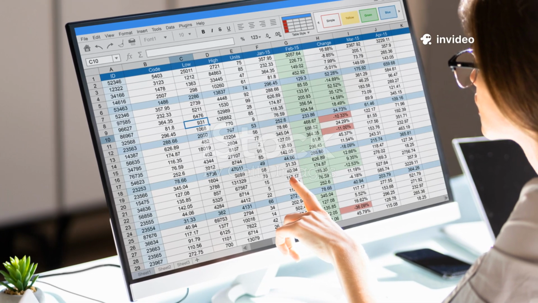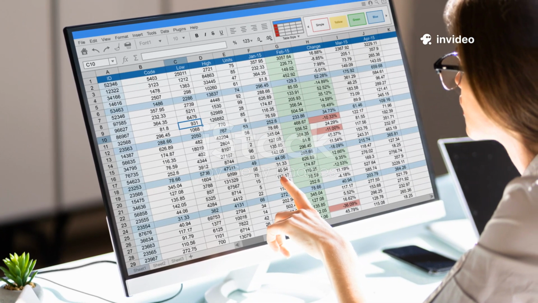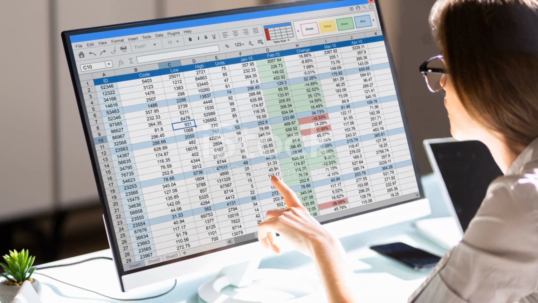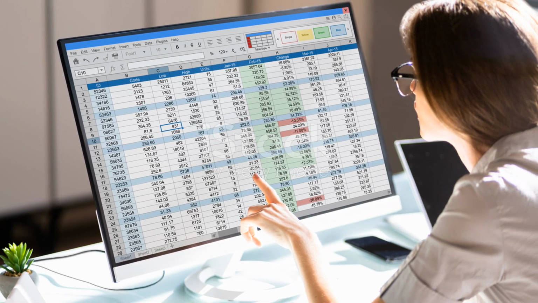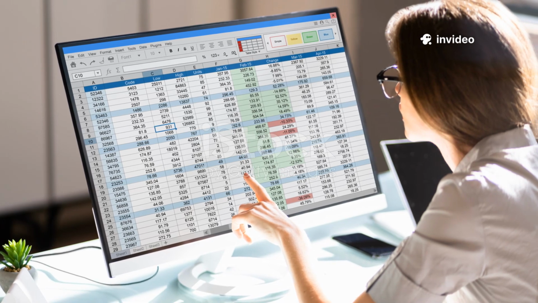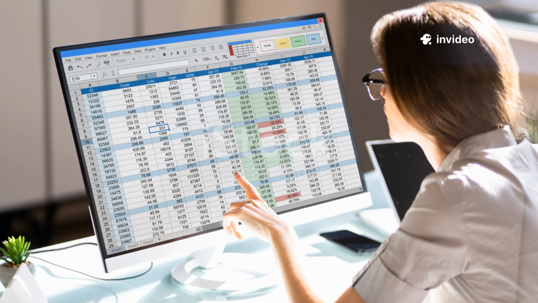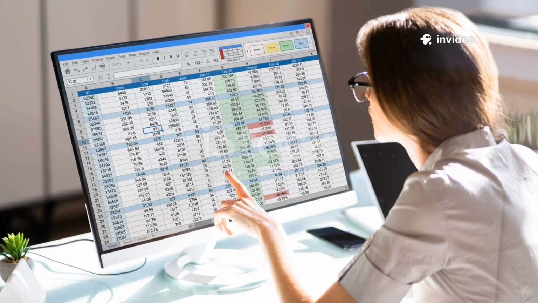Imagine you're tasked with running a profitability analysis by region. Without proper data relationships in place, you'll likely spend countless hours manually cleaning and organizing data. But with a well-defined data model, the entire process can be automated, saving you valuable time and effort.